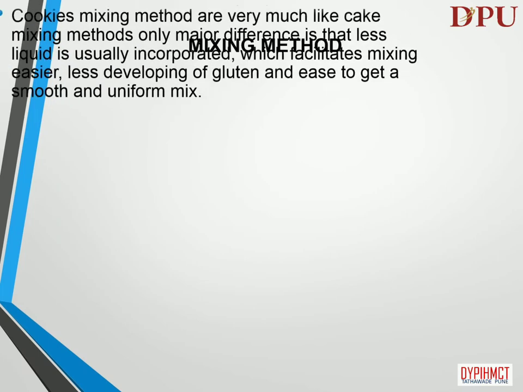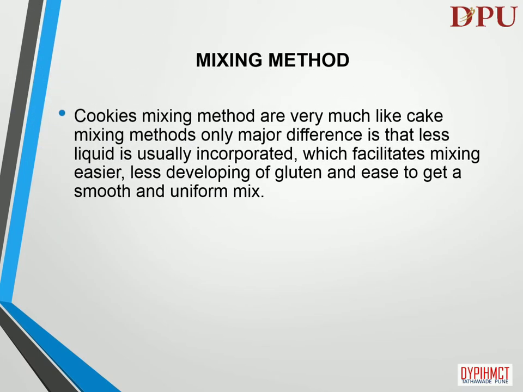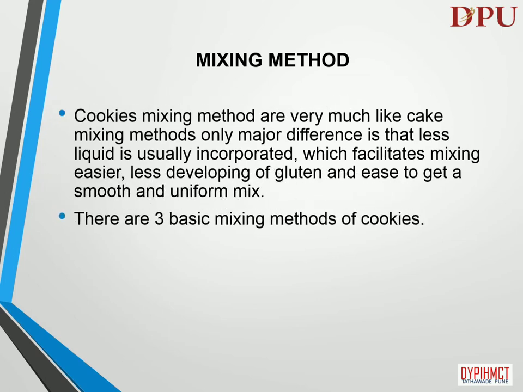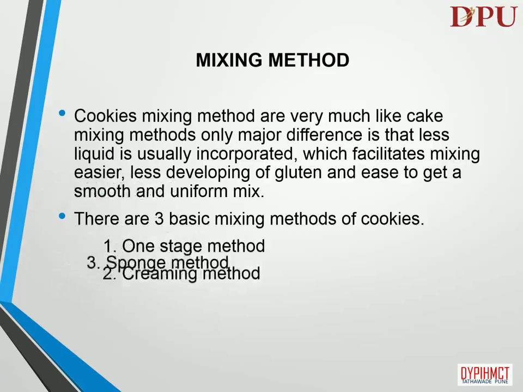Mixing methods. Cookie mixing methods are very much like cake mixing methods. The only major difference is that less liquid is usually incorporated, which makes mixing easier, with less development of gluten, and makes it easy to get a smooth and uniform mix. There are 3 basic mixing methods for cookies: 1. One stage method. 2. Creaming method. 3. Sponge method.